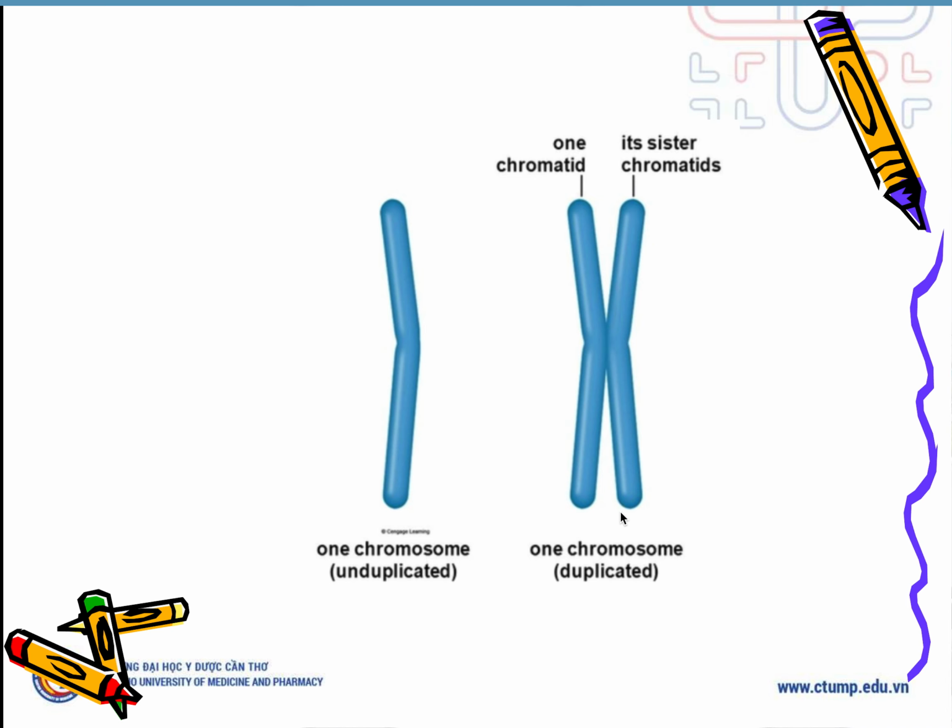For a duplicated chromosome, you will have chromatids. For this one, you don't have chromatids. Remember that. The chromatids make up this chromosome. And so we have 2 forms of chromosome: the first one unduplicated, and the other one duplicated.